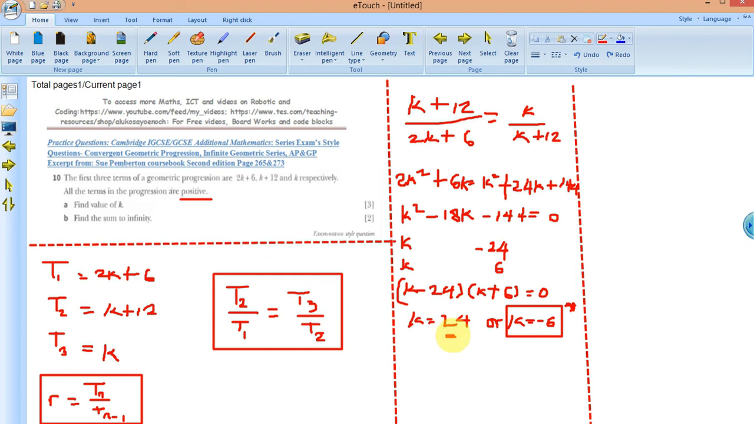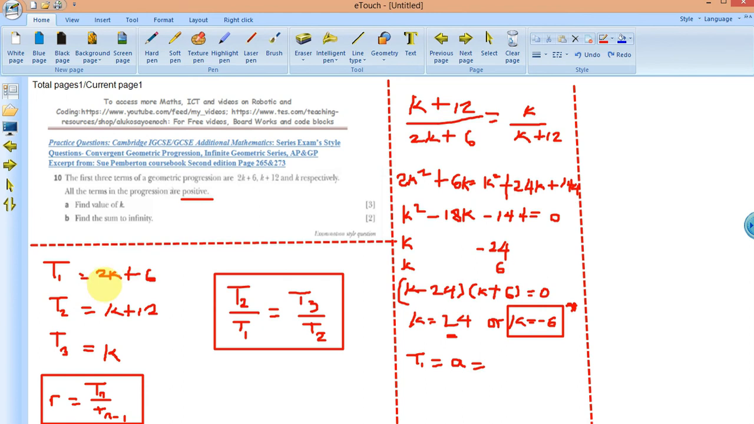So if K were to be 24 now, then what is t1? That is the first term. And that is a, don't forget, the first term, t1, we also use a to represent, equals 2K plus 6. So just put 2K plus 6, that's 2 times 24. If you want me to write everything, okay, so let me write everything. So that is 2 into 24.